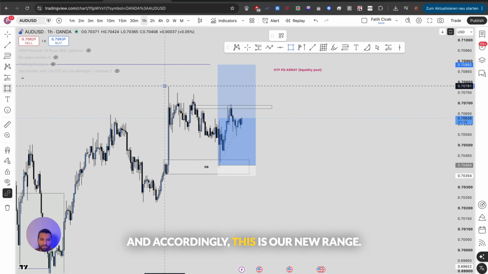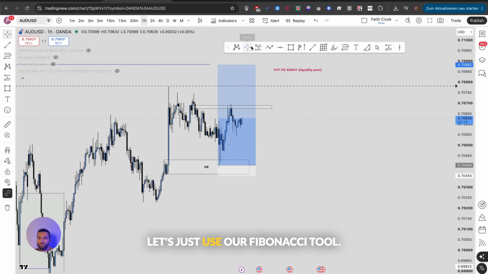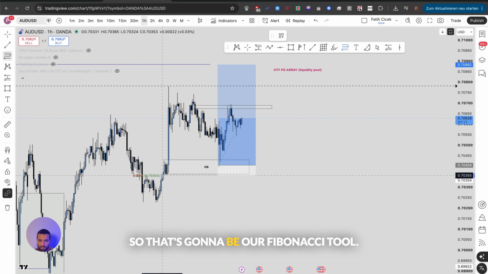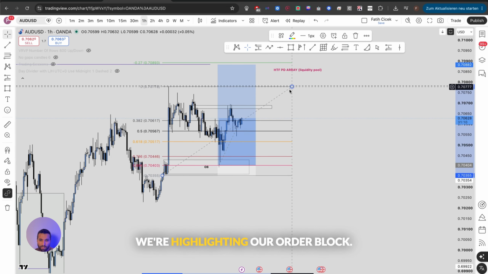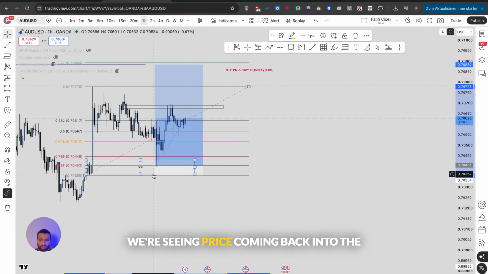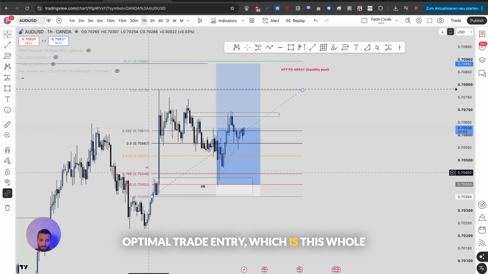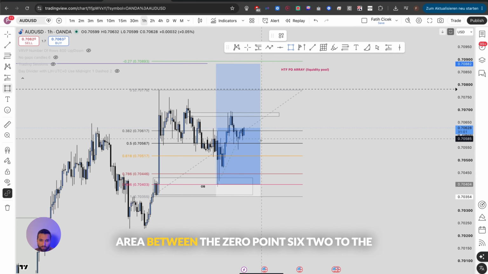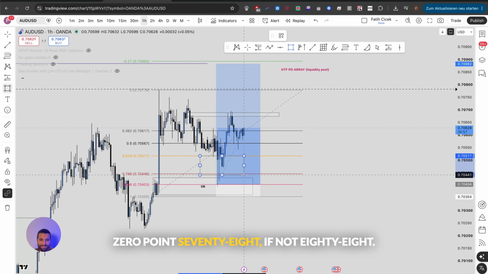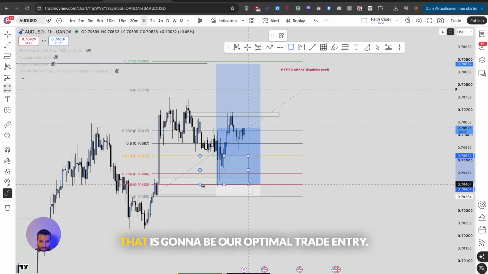And accordingly, this is our new range. Let's just use our Fibonacci tool. So that's going to be our Fibonacci tool. We're highlighting our order block. We're seeing price coming back into the optimal trade entry, which is this whole area between the 0.62 to the 0.78, if not 88. That is going to be our optimal trade entry.